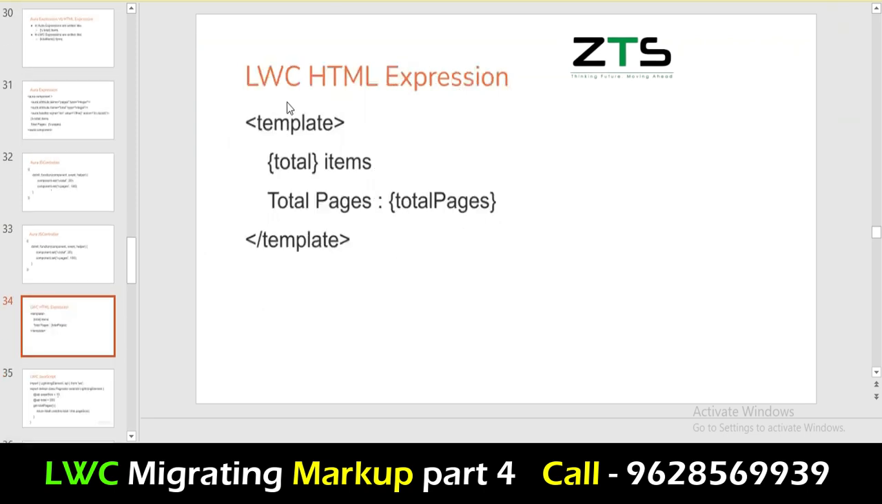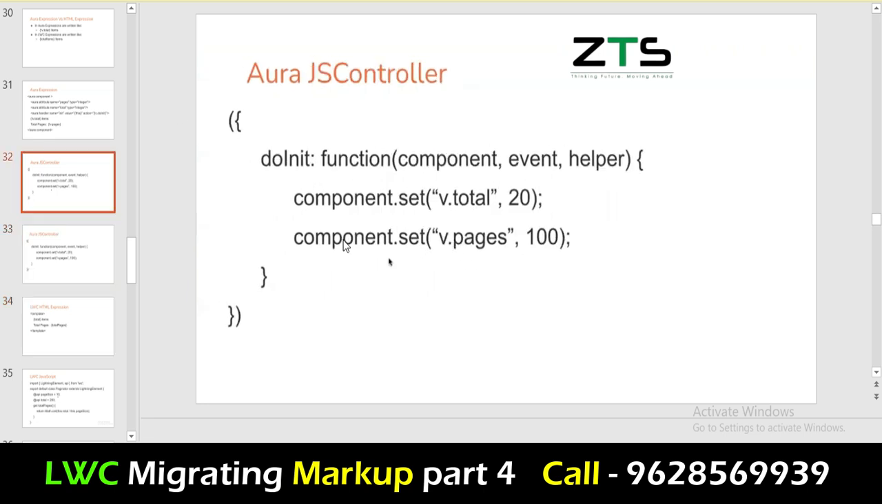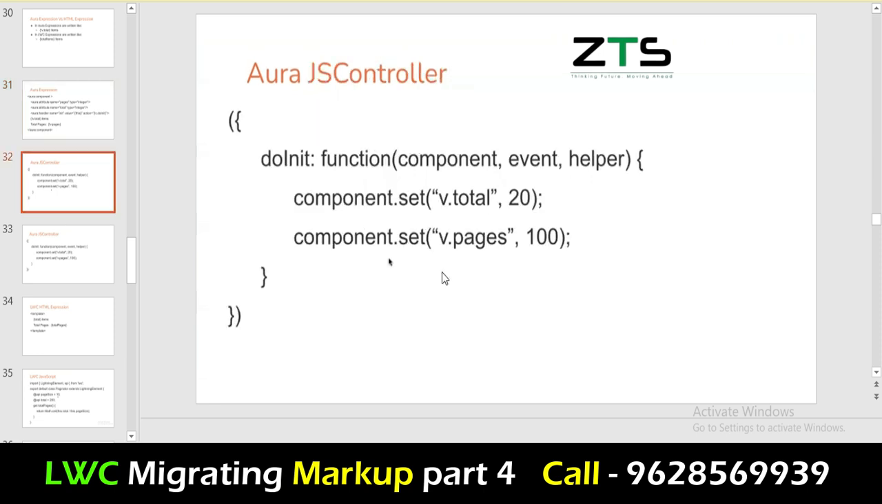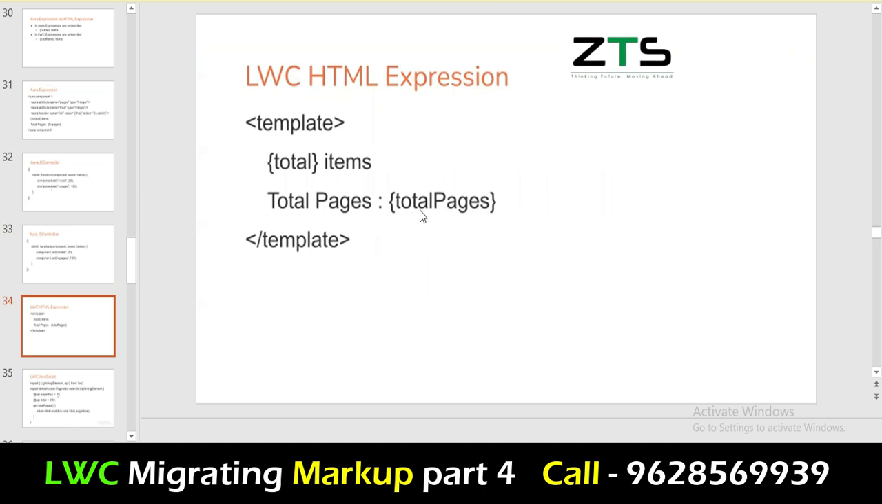Next one is LWC HTML expression. HTML means LWC expressions of HTML. Under the template tag, total items and total pages is like this expression. In LWC you can use only this, not any part of any explanations, and not any v dots. In LWC, use only total pages like this, only expressions, under brackets you can use.